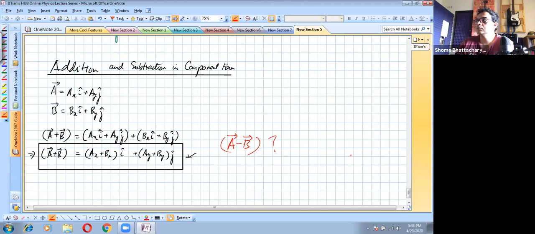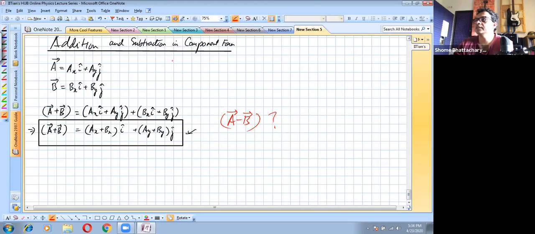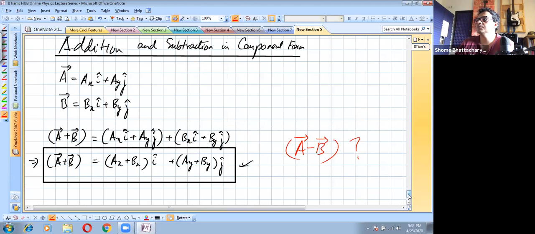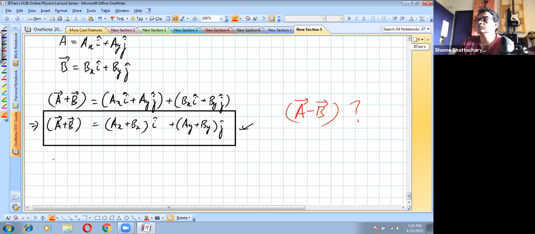Okay, so doing the same algebra now, you can see that your operation of a minus b will just become like this. Yes, that is correct. Good. So just substitute ax i cap plus ay j cap. This is your whole vector a, minus bx i cap plus by into j cap.